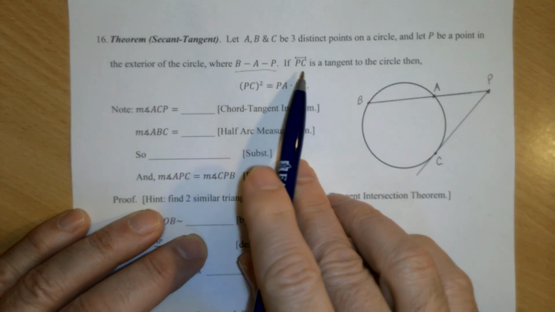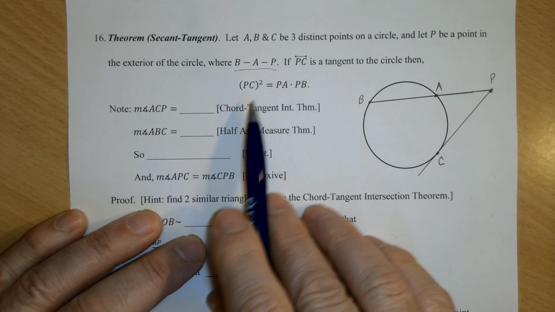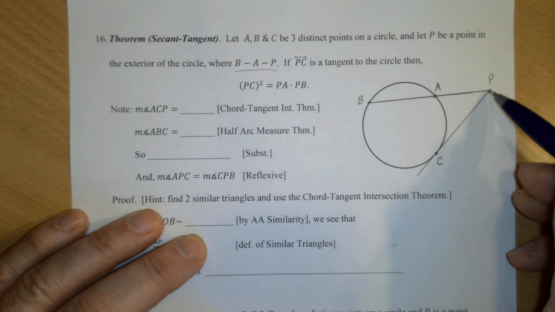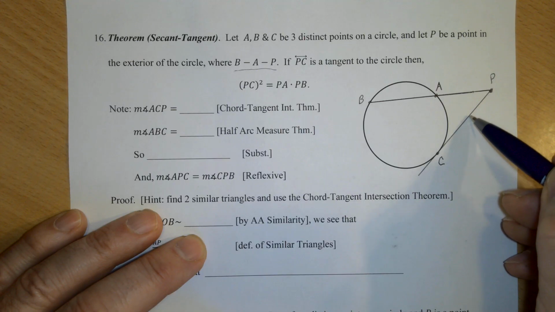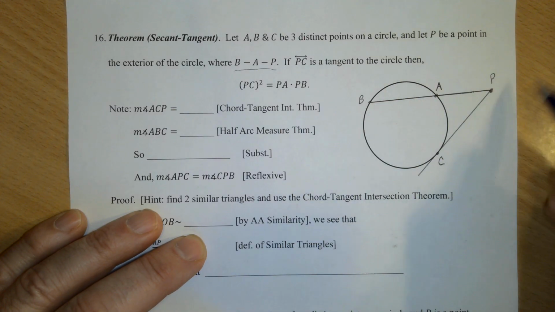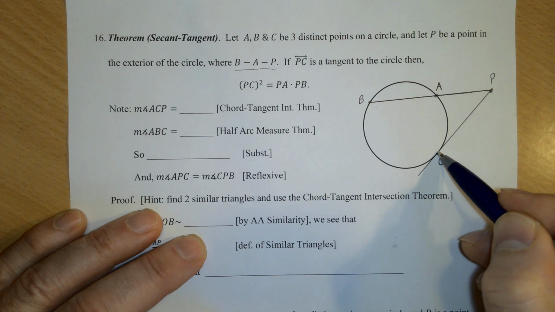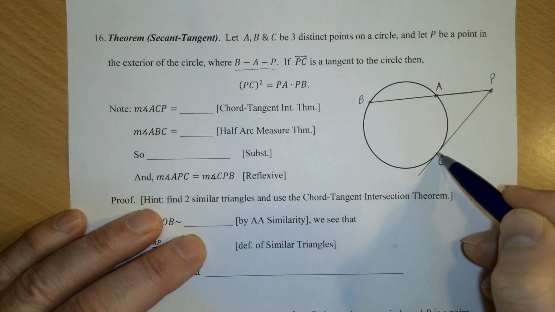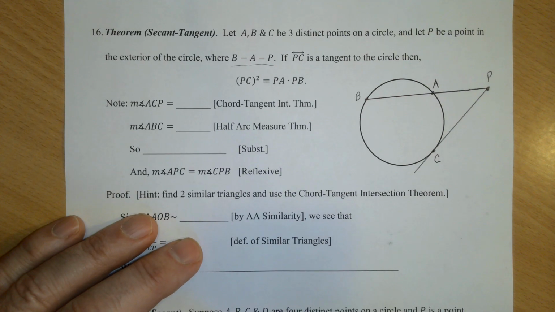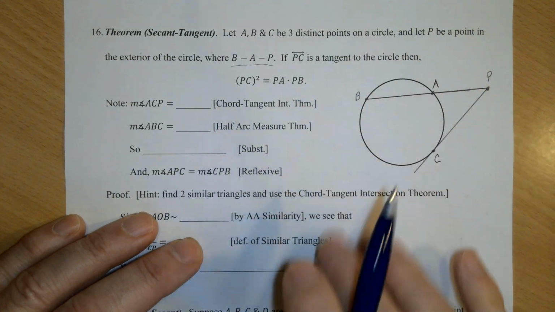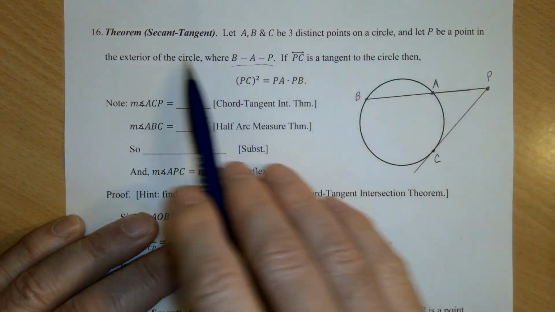Finally, we need PC to be a tangent to the circle. So that means that I drew the tangent. I could have drawn the tangent up this way, but I'm drawing it down this way. And that point on the tangent, where that line hits the circle, that is the point C. Now, yours doesn't have to look like this. Just make sure you follow this prescribed order here.